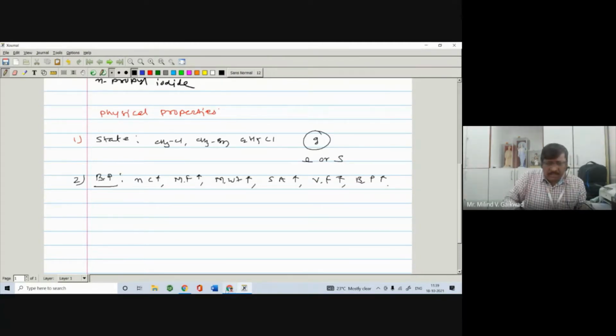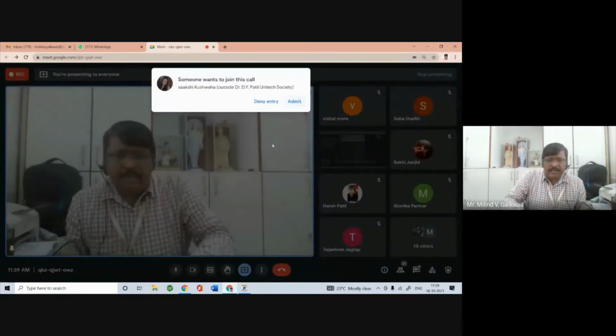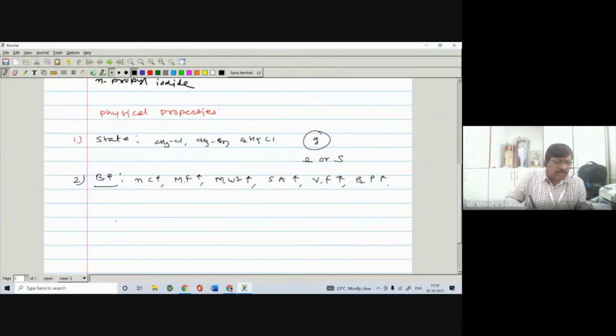For example, suppose you take an example like this one: CH3, CH2, CH2, and CH3. It is your n-butane, n-butane compound. If you see experimentally, the boiling point of this one is found to be 36 degree centigrade, right?